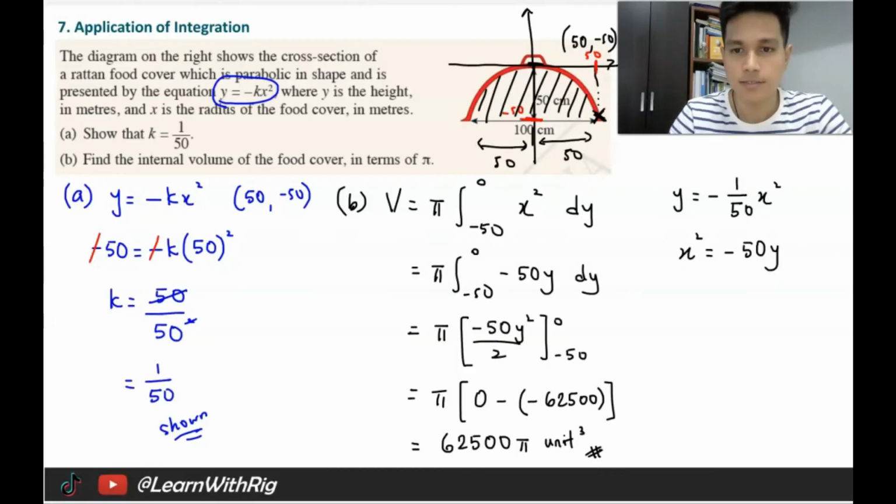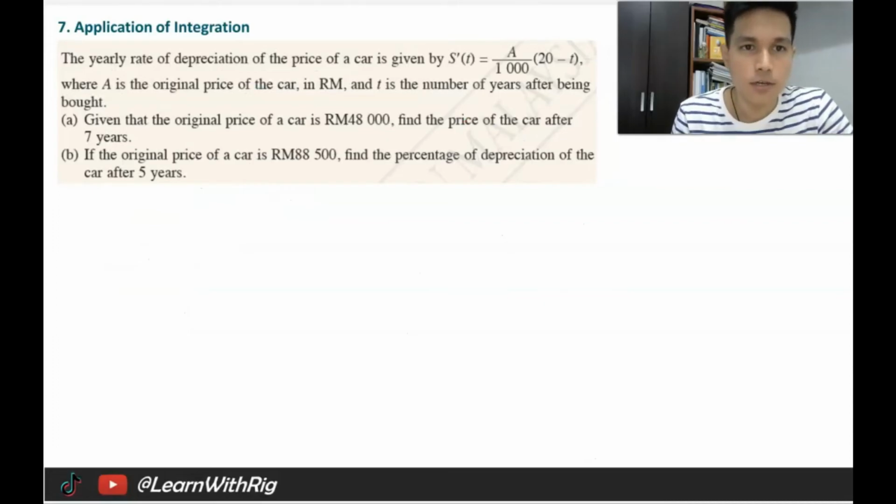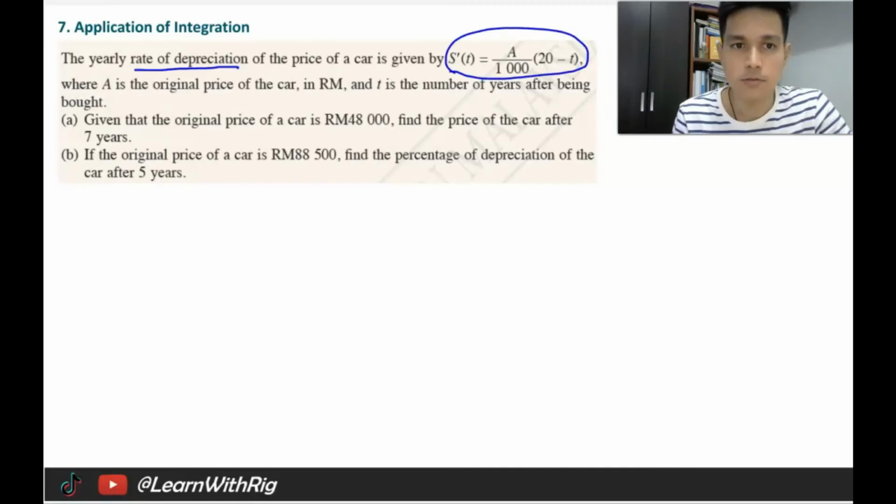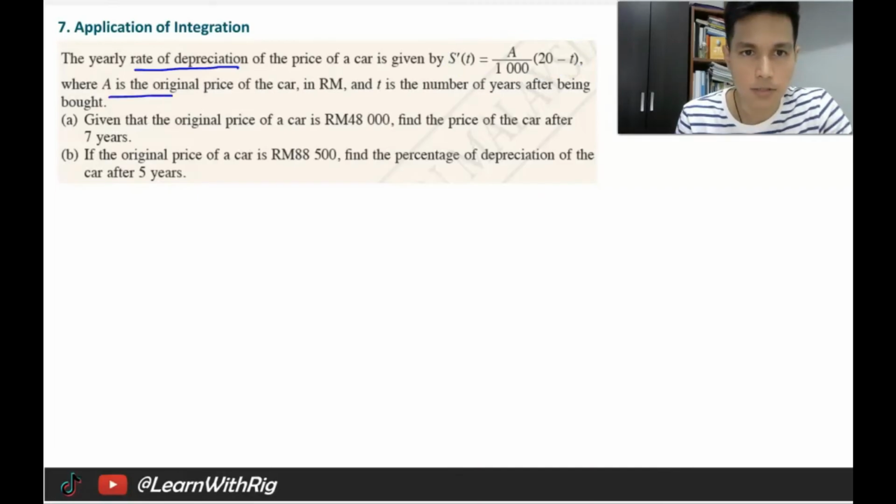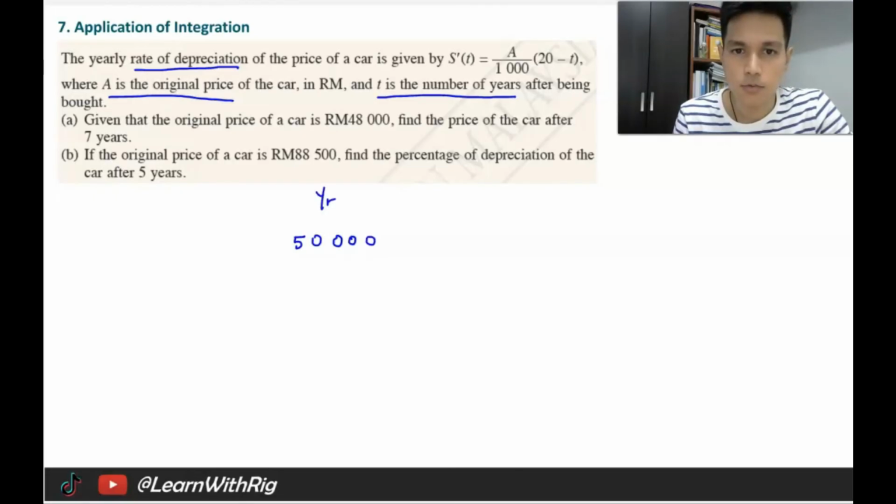Alright, next. This is the last question. The yearly rate of depreciation. They give you the equation for the rate of depreciation of the price of a car, where A is the original price of the car and T is the number of years. For those who don't know what depreciation is, let me give you an example. I'm sure you have already learned it, but I'm just going to explain. Let's say you bought a car. The car cost you 50,000 at year 0.